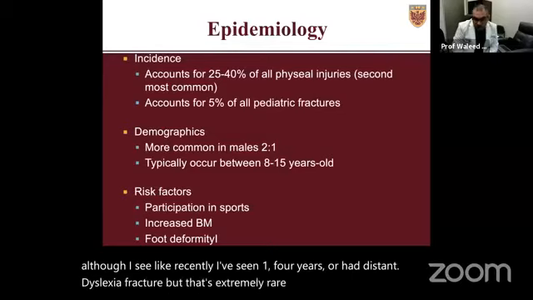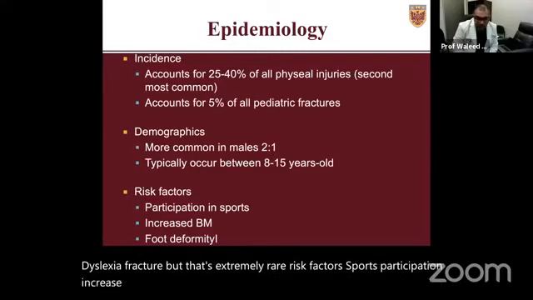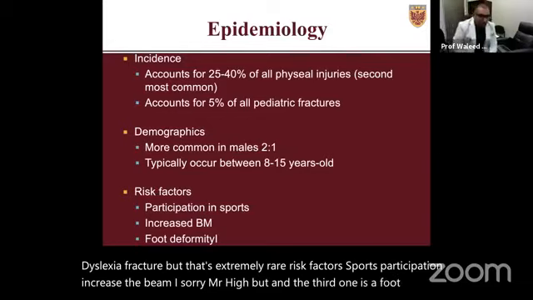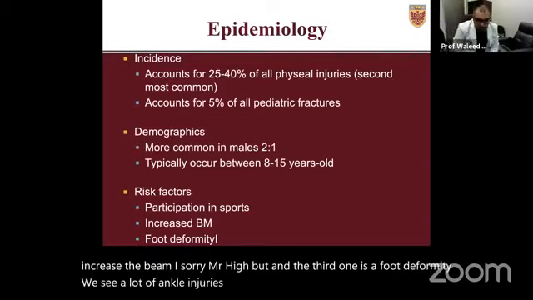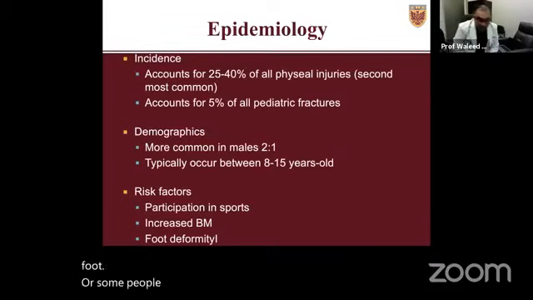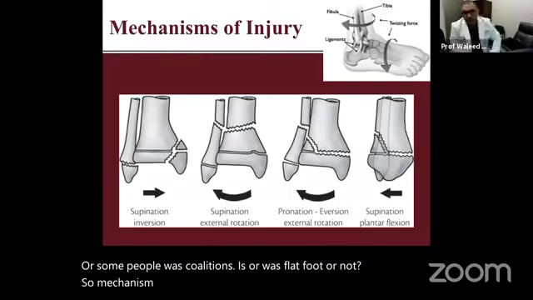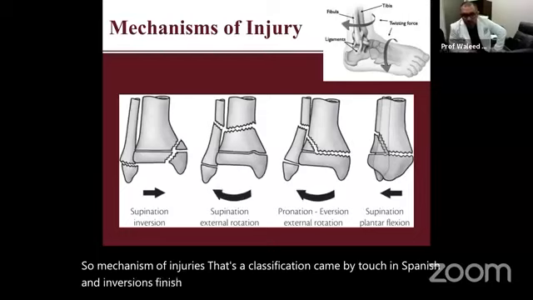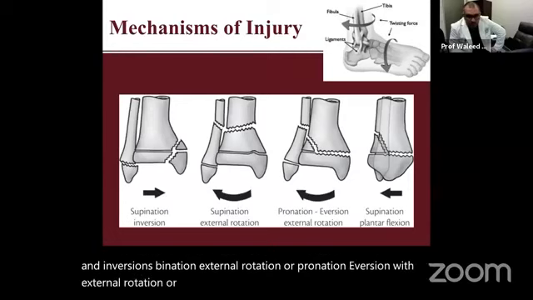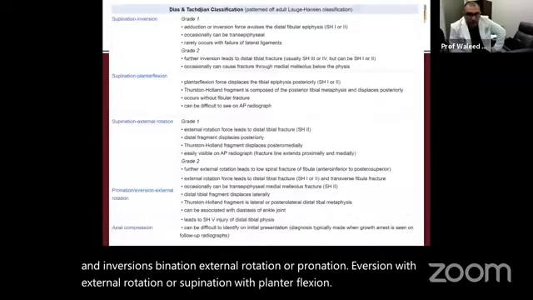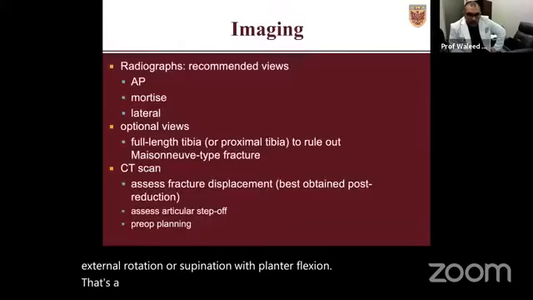Risk factors: sports participation, increased BMI, and the third one is foot deformity. We see a lot of ankle injuries around calcaneovalgus foot or flat foot, or some people with coalitions. The mechanism of injury classification came by Dias and Tachdjian: supination inversion, supination external rotation, pronation eversion with external rotation, or supination with plantar flexion.